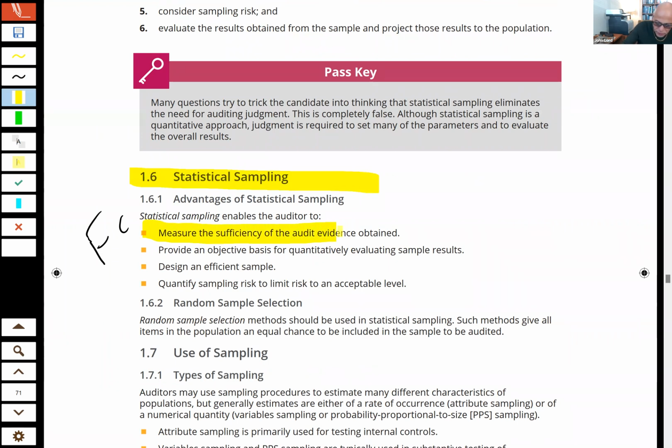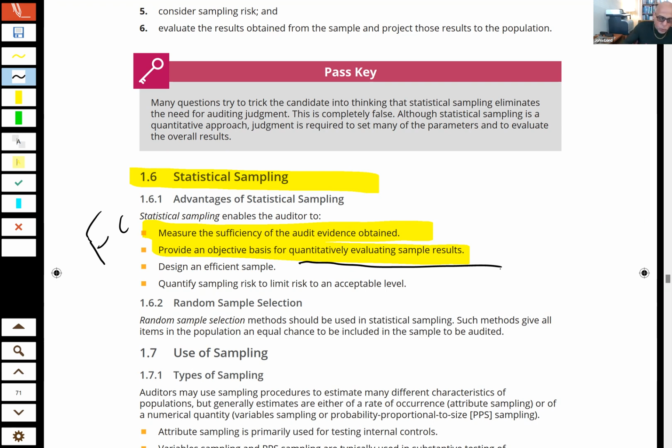Some of the advantages are that they measure the sufficiency of the audit evidence obtained. When I use statistical sampling, I will be able to tell you how confident I am in my answer. And you're never 100% confident in your answer because there's always the chance of what? That sampling risk. But you could say I'm 99% confident, I'm 95% confident. You can also provide a precision, a range. I am 99% certain that the true population will not go outside of these parameters. And it allows the auditor to make very informed, measured decisions as to the sufficiency of audit evidence, so it provides a basis for quantitatively evaluating the sample results.